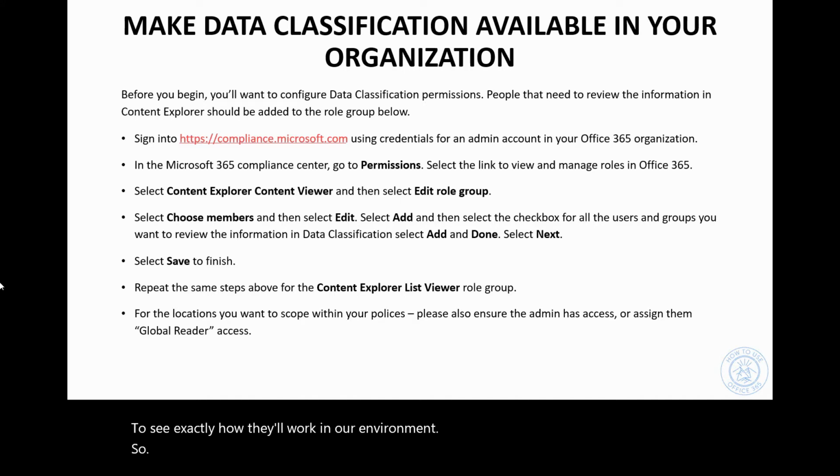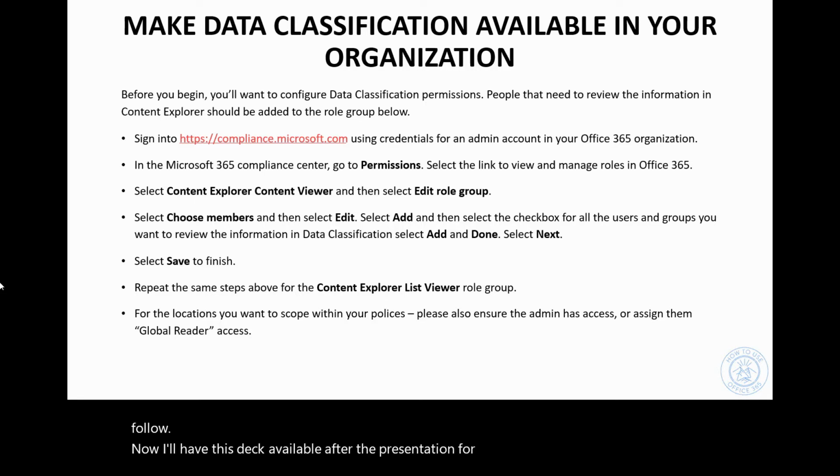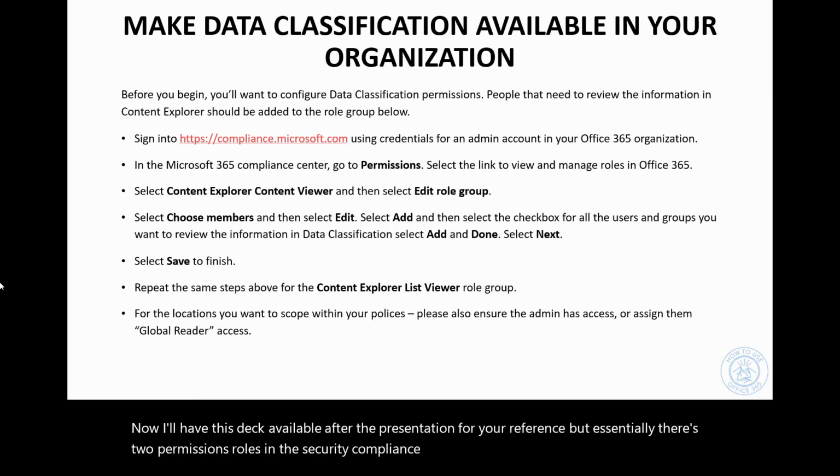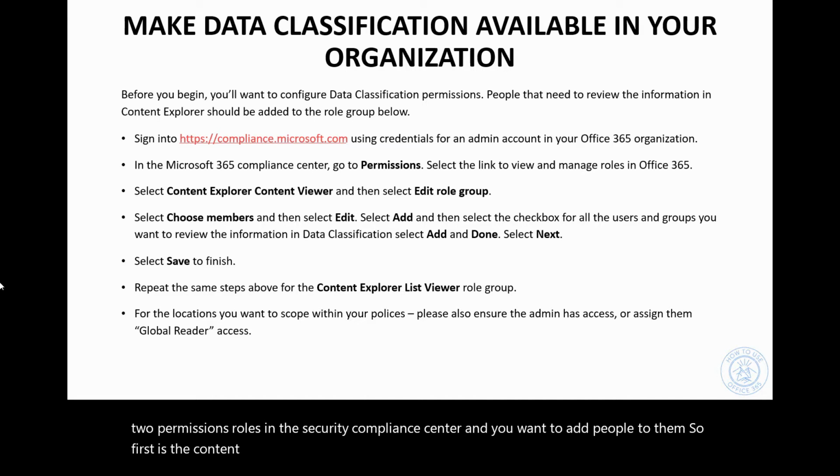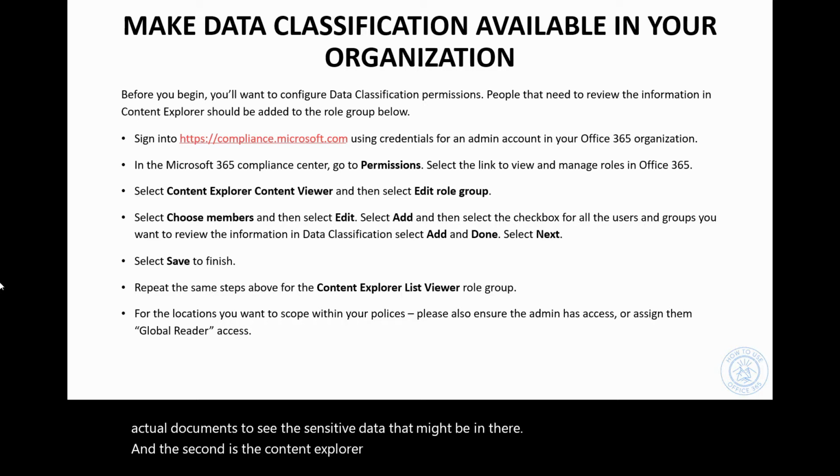So to make data classification available in your organization, these are the steps that you can follow. Now, I'll have this deck available after the presentation for your reference, but essentially there's 2 permissions roles in the Security Compliance Center, and you'll want to add people to them. So first is the Content Explorer Content Viewer role, meaning that you can view the contents of actual documents to see the sensitive data that might be in there. And the second is the Content Explorer List Viewer role. So this just allows you to see the locations where there's sensitive data, but not the contents of documents.